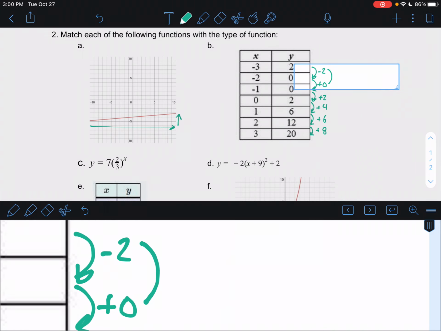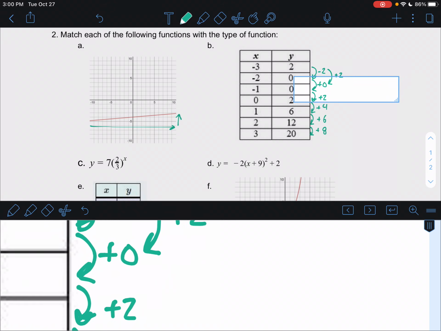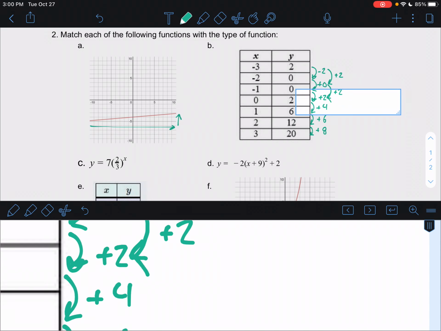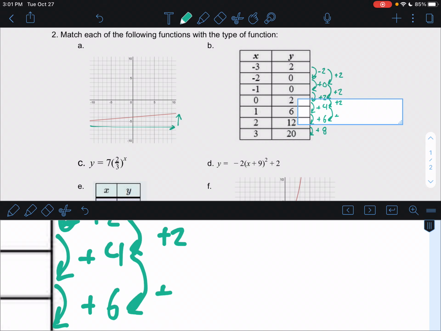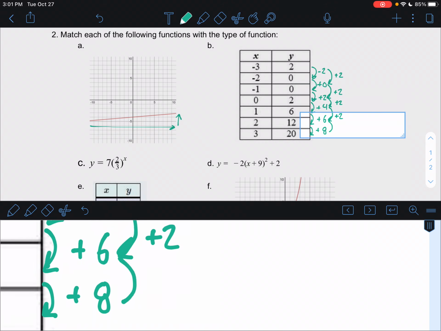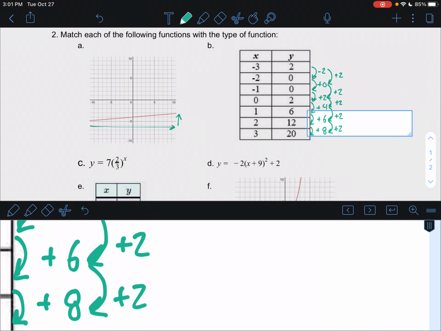But maybe if I check that second order difference, let's see, from -2 to 0, that goes up 2. From 0 to 2, that's up 2. 2 to 4 is up 2. 4 to 6 is up 2. And 6 to 8 is up 2. So the second order difference is constant. And when the second order difference is constant, that makes it quadratic. So I know this is going to be quadratic.